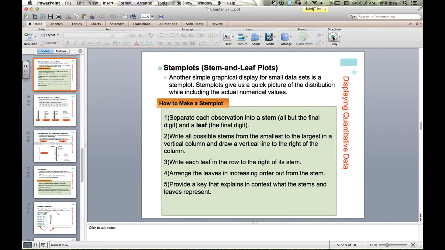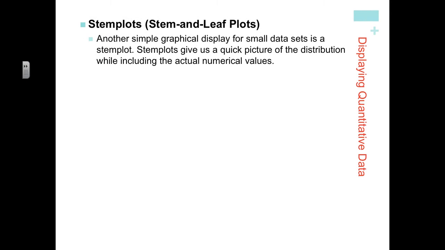Okay, so we are still displaying and summarizing quantitative data, just a little bit different. Another simple graphical display for fairly small data sets would be a stem plot, also called a stem and leaf plot. I feel like when you're younger, you usually hear it as a stem and leaf plot. Here we'll be calling them more stem plots.